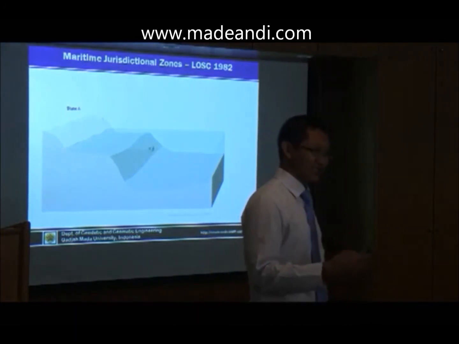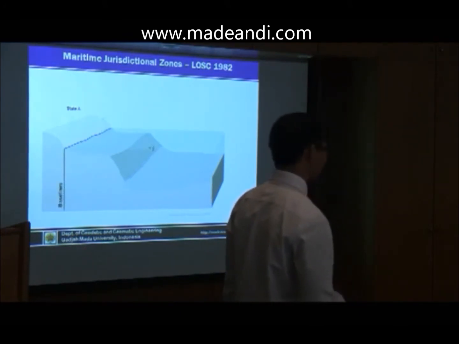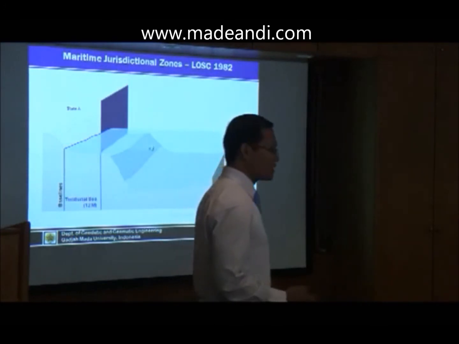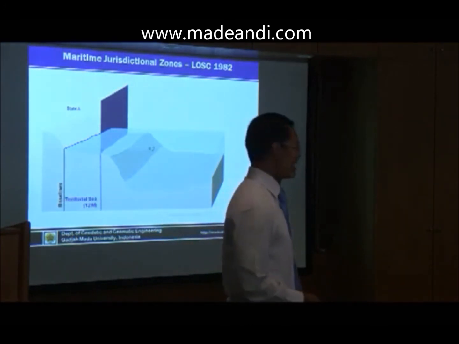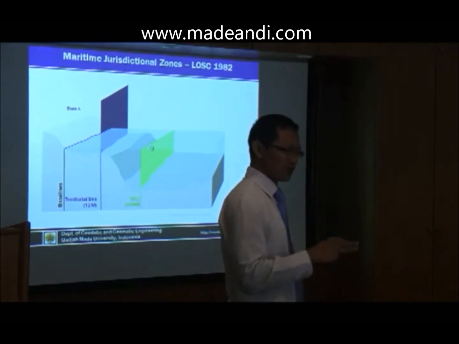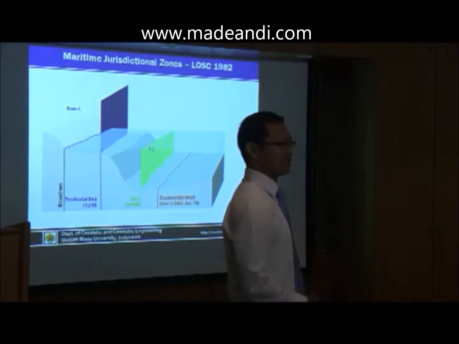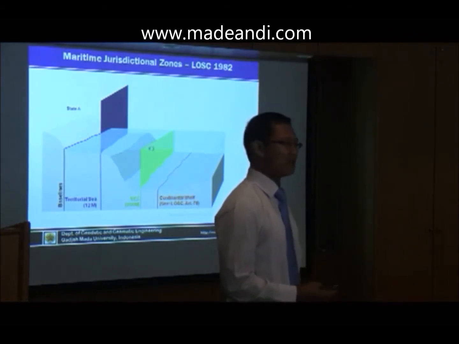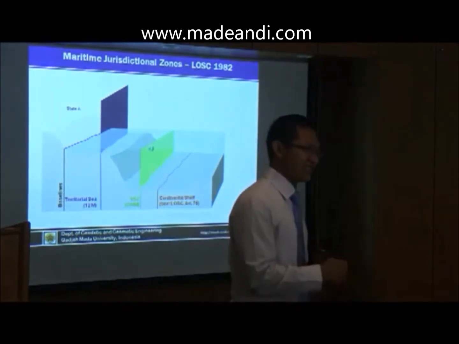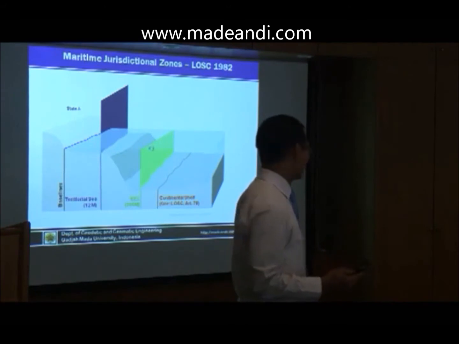It also comes in 3D, like movies. This is the baseline. I think it's easier for you to imagine this. And this is the limit of territorial sea, exclusive economic zone, which covers the water and the seabed only, and continental shelf, which only covers the seabed. I don't think I have to explain more because the animation already tells you quite well.